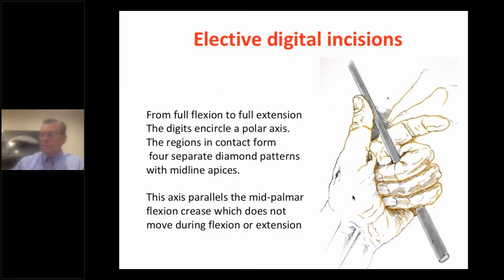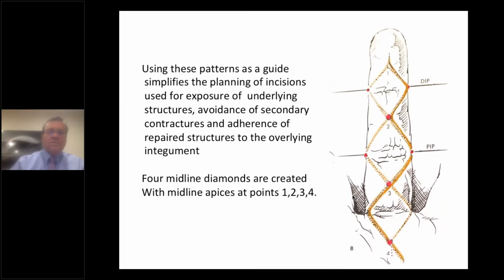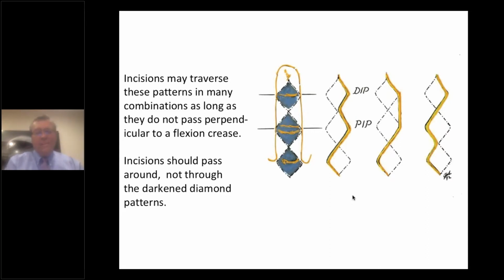Now, elective digital incisions, we've got 10 minutes to go here, almost done. In full flexion or extension, the digit encircles what Littler would call a polar axis, and the areas that come in contact with that rod form these diamond-shaped areas. And it's around these diamond-shaped areas that incisions can and should be designed. And this whole system was conceived of in the 40s and the 50s, where the primary operations done by hand surgeons were drainage of infections, and putting an incision perpendicular to a skin flexion crease was known to be disastrous in terms of creating flexion contractures. So you can really go around this periphery in many different ways. There's a lot of flexibility involved.